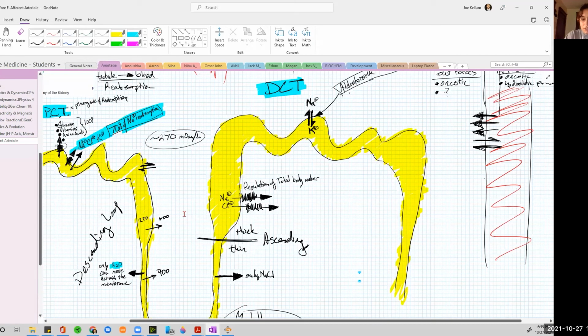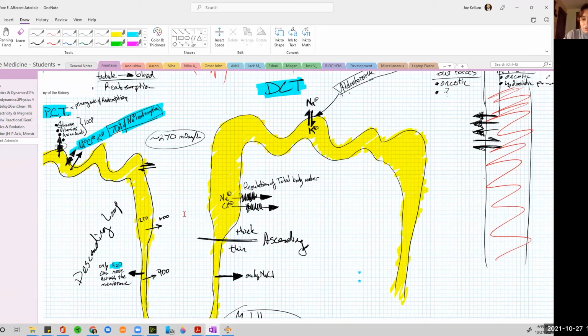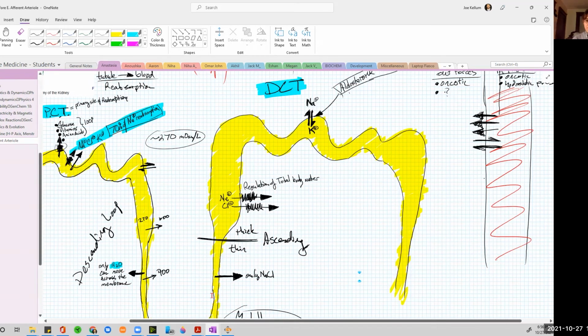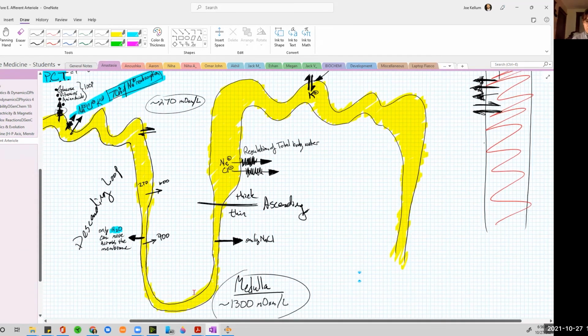I would say in the loop. Okay. Where in the loop specifically? In the loop of Henle. Are you asking ascending or descending? Which channels specifically? I would say descending.